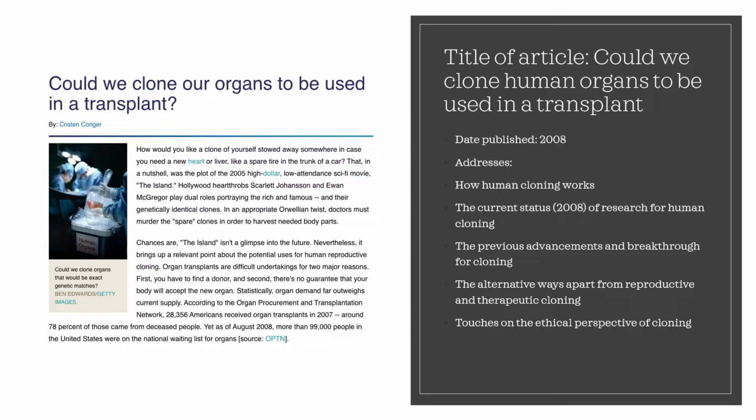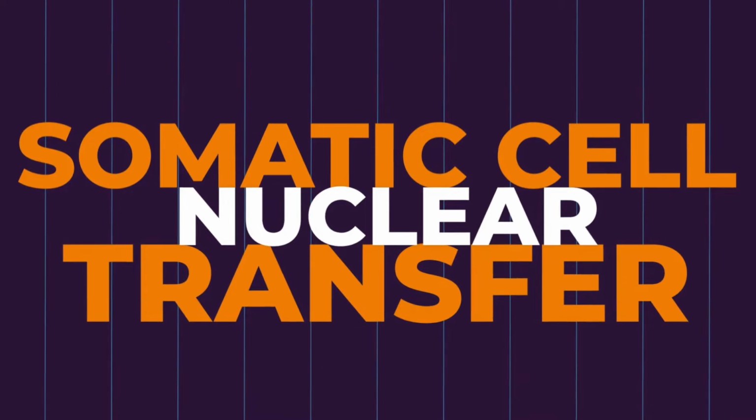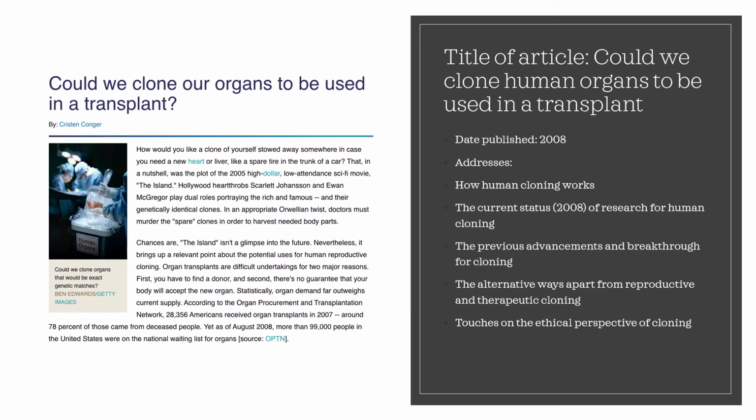The article we'll be going over today is "Could We Clone Human Organs to be Used in a Transplant?" published in 2008 from How Stuff Works. The article addresses 5 key topics, and the first of these topics explains how human cloning works, which is the previously aforementioned somatic cell nuclear transfer. The next topic that the article addresses is the current status of human cloning during 2008.